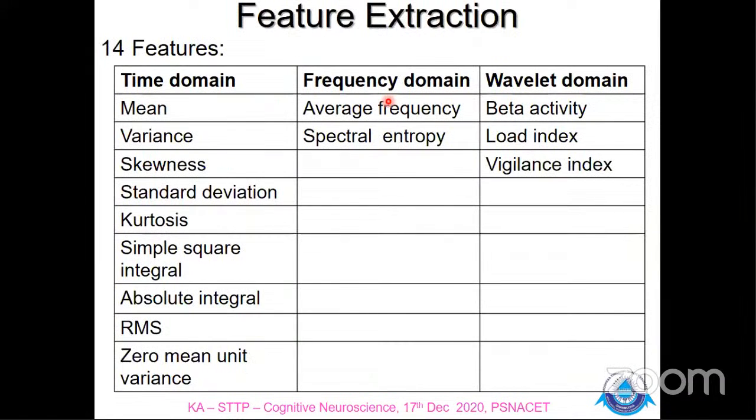So after recording each signal, we can extract 14 features. We can extract time domain features, frequency domain features, and wavelet domain features. Using these we find out the cognitive workload, we find out the workload level.